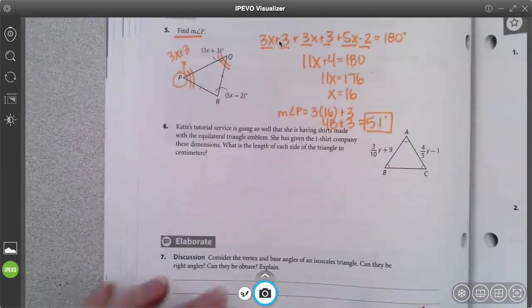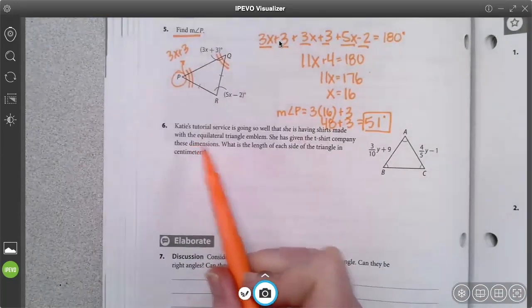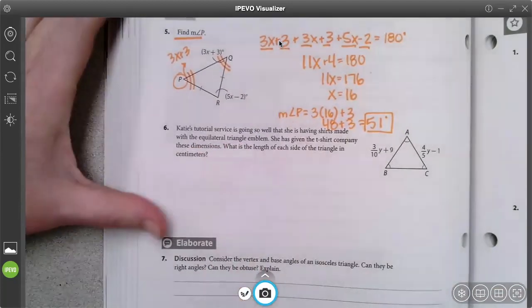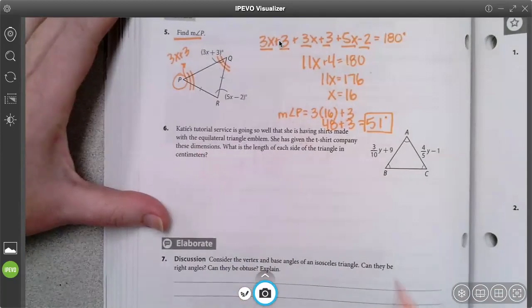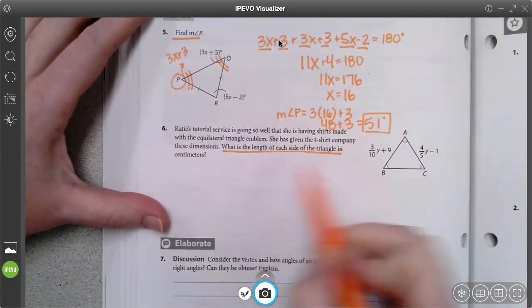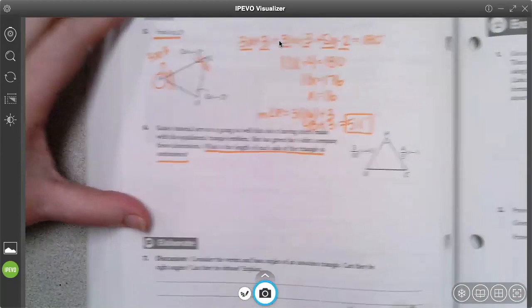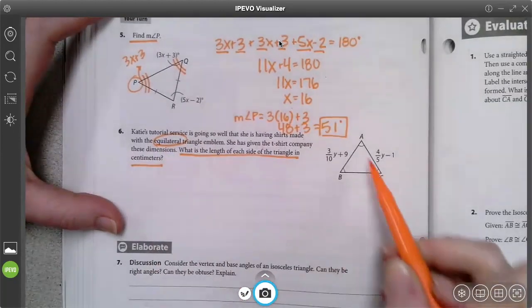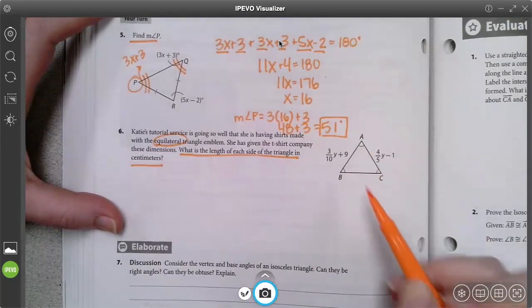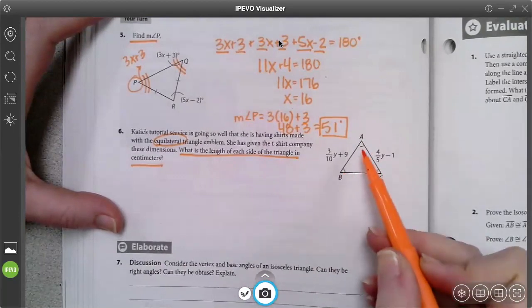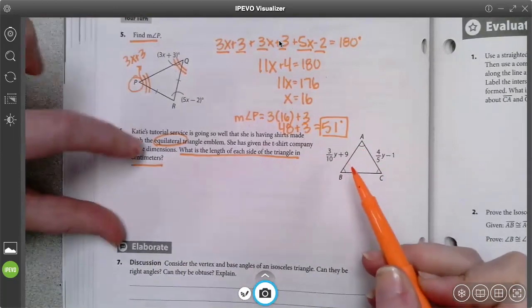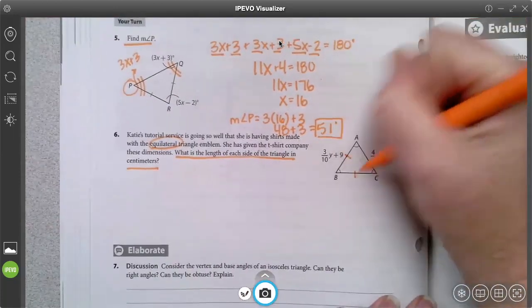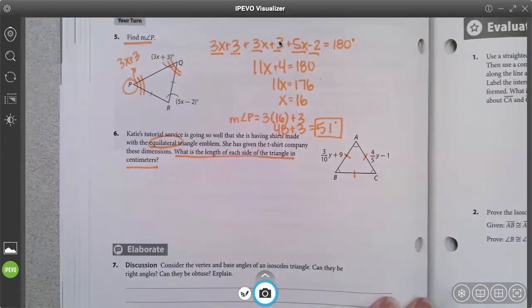For our last example, number 6, it says Katie's tutorial service is going so well that she is having shirts made with the equilateral triangle emblem. She has given the t-shirt company these dimensions. What is the length of each side of the triangle in centimeters? Again, it has an equilateral triangle, and we don't have anything marked on our sides. We do have these angles that are already marked, and from the angles or from this word equilateral, we could figure out that all 3 sides of this triangle should be congruent to each other.